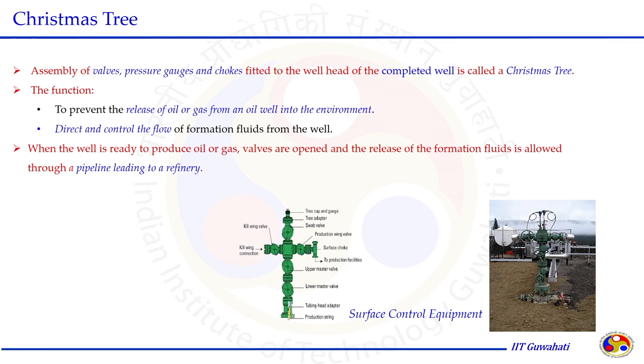So the Christmas tree has the safety feature, the monitoring feature, and the control features for production. When the well is ready to produce oil and gas, valves are opened and the release of the formation fluid is allowed through a piping that is leading to the refinery. If it is crude oil that is getting produced, it goes to the refinery. If it is a natural gas well, then further surface facilities are available to refine the natural gas before it goes to the end consumer.